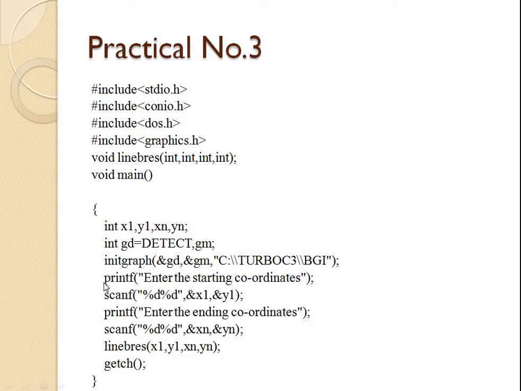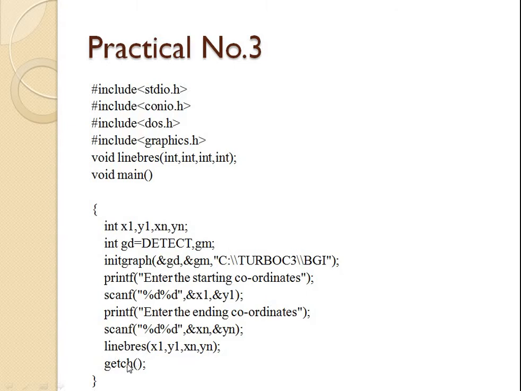Here we write the functions printf and scanf. The printf is used to ask to enter the starting coordinates x1 and y1, and scanf reads those x1 and y1 coordinates. Then printf asks to enter the ending coordinates xn and yn. Then again we use the line brace function with x1, y1, xn and yn; these four variables are used in the line function.